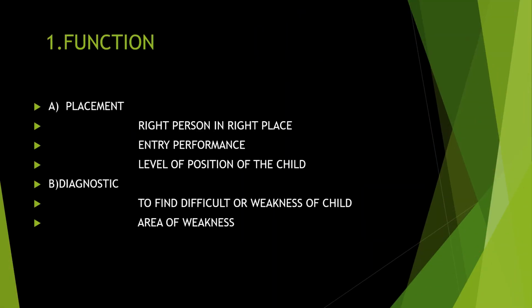Okay, detailed description. According to the function, there are two. One is placement. Placement means the right person in the right place. We have to find the capacity of a person, whether he is able to learn, and also which level he is standing at, whether he is a high IQ person, whether he is a highly creative person, or whatever it is. We have to know about it.